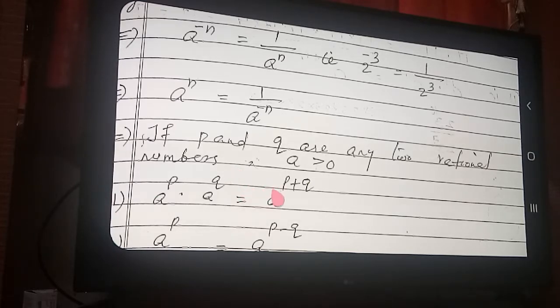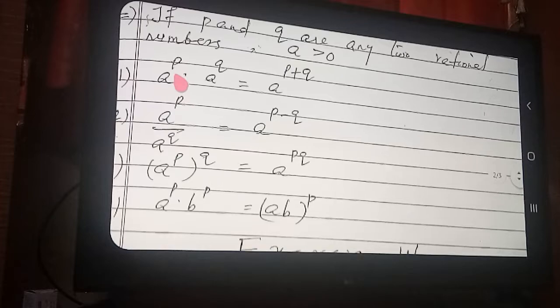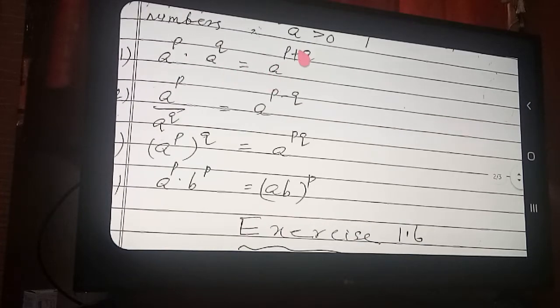A raised to P into A raised to Q is equal to A raised to P plus Q. In the place of A raised to M into A raised to N is equal to A raised to M plus N, where M and N were integers. But here, in the place of M and N, what comes? Rational numbers. I told you, rational numbers mean 2 by 3, 3 by 5, etc.